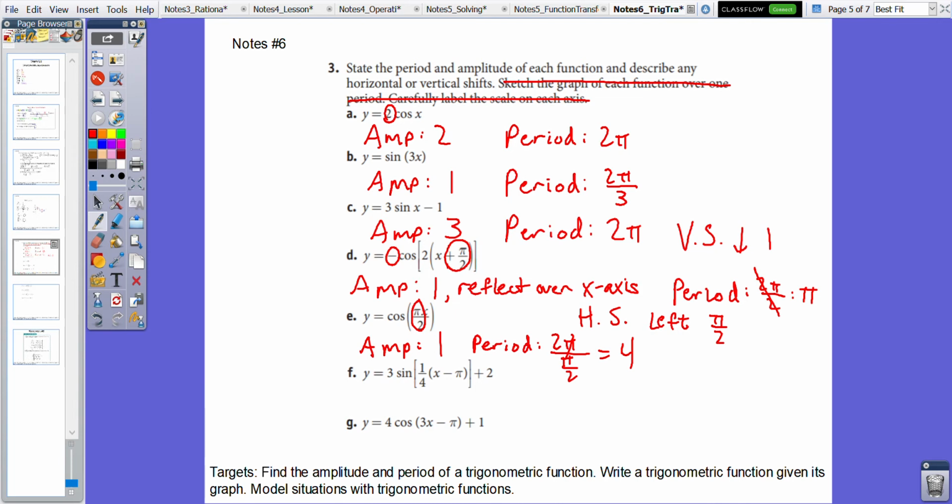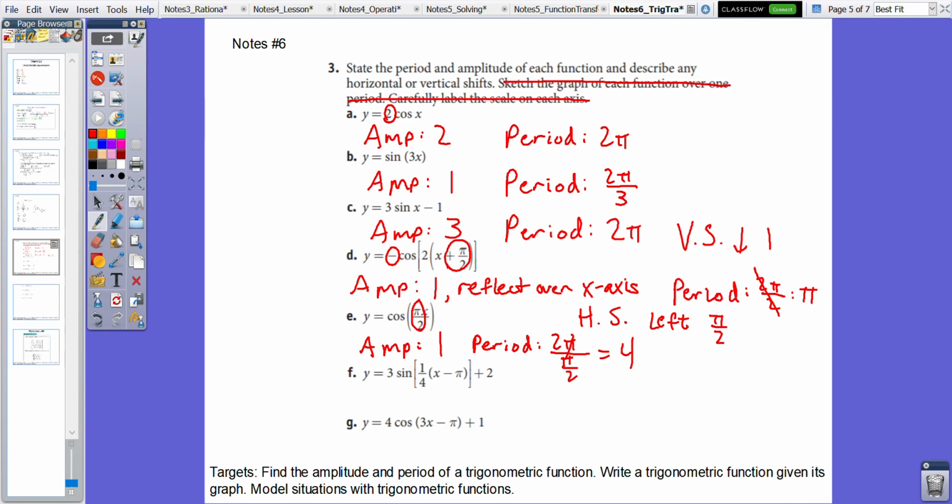No horizontal shift because we're not adding or subtracting anything to the x inside the function, and there's no vertical shift because we're not adding anything outside of the function. So this is all we know about this. Our amplitude and our period changes based on this.